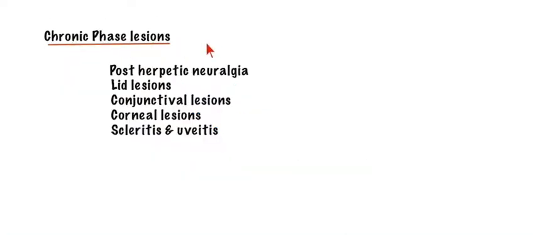Then there are chronic phase lesions. After the acute phase, some people might have these lesions for many years, so they are known as chronic phase lesions. In chronic phase lesions, you will have post-herpetic neuralgia, a neurological complication following herpetic infection. There could also be lid lesions, conjunctival lesions, corneal lesions, scleritis, and uveitis. This is about chronic phase lesions. It can last for years.